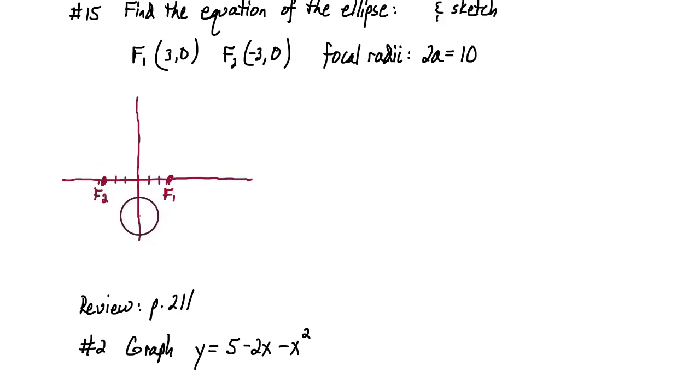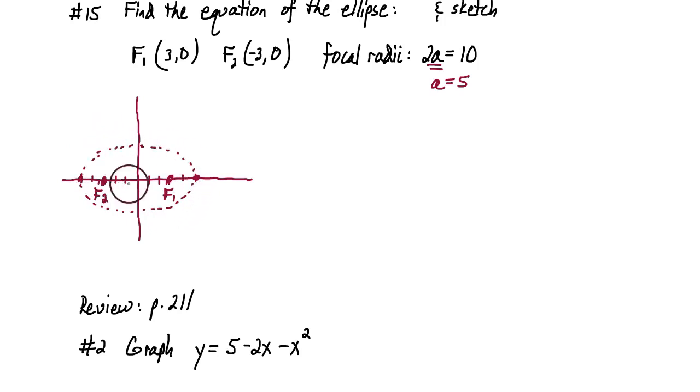We're also told that the focal radii, which is 2a, is equal to 10. So from that, we can figure out a is equal to 5. From the center, if you go 5 units left, you can mark the end of the ellipse, and from the center, if you go 5 units to the right, you mark the other end of the ellipse. So sketching in the ellipse, it's going to go something like this.